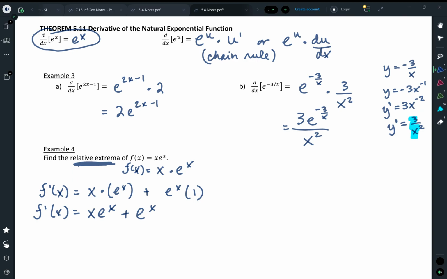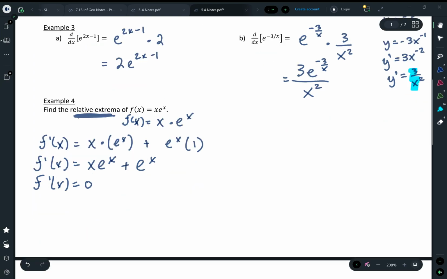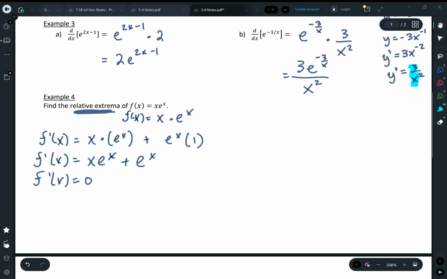Okay, now I want to figure out where it's equal to 0 and then also where it's undefined. Well, it's not going to be undefined at all. I don't have to worry about that. So all I do have to worry about is finding where my f prime of x equals 0. This is going to be my critical numbers. And so let's go ahead and set that equal to 0.